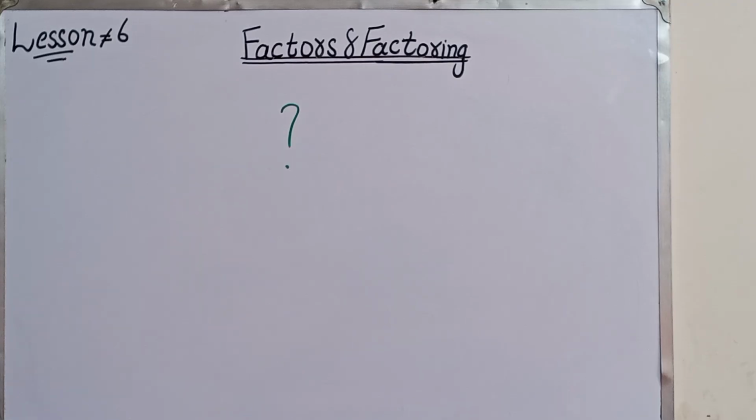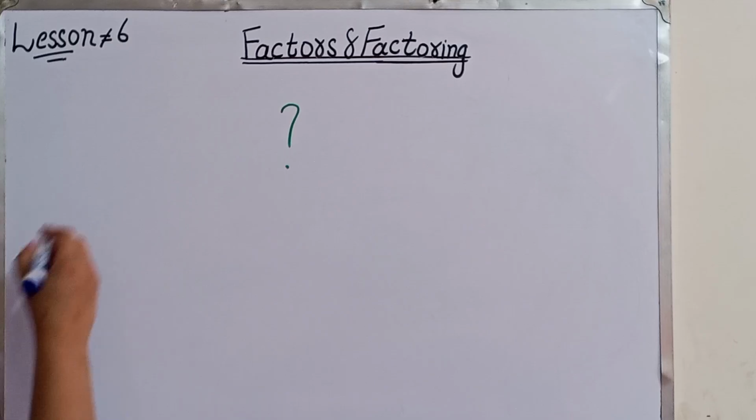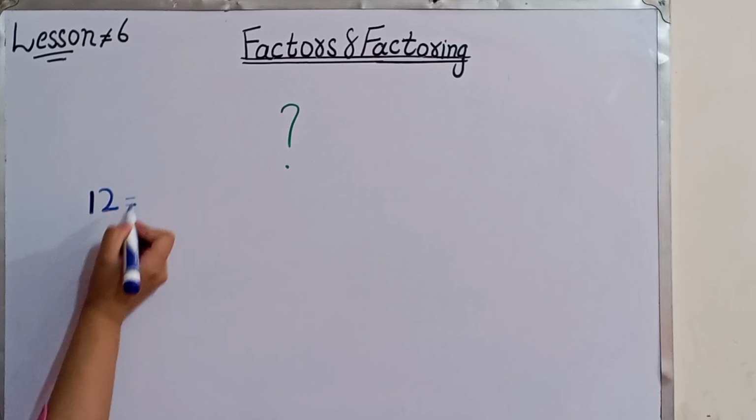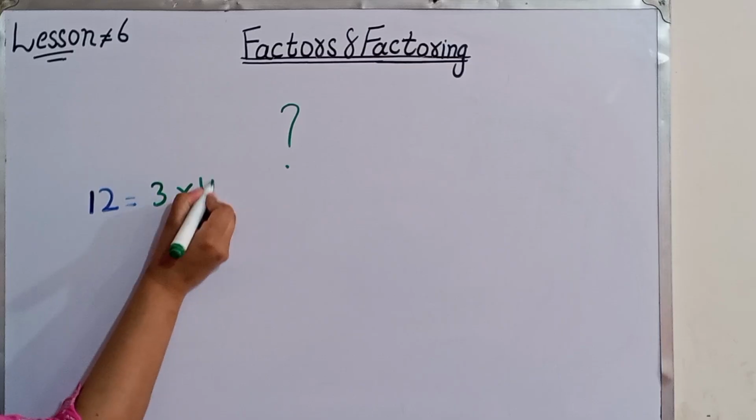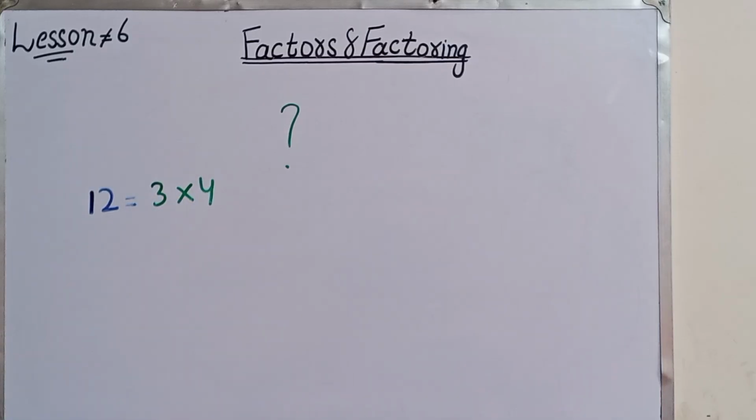Think about what you would say about 12. How can you factorize it? 3 multiplied by 4. That means 3 and 4 are the building blocks of 12. Just like LEGO pieces build a structure, numbers are built from smaller numbers.